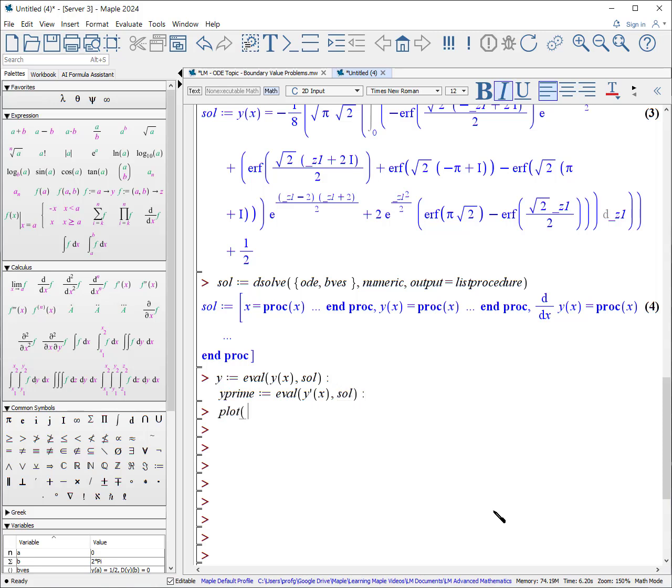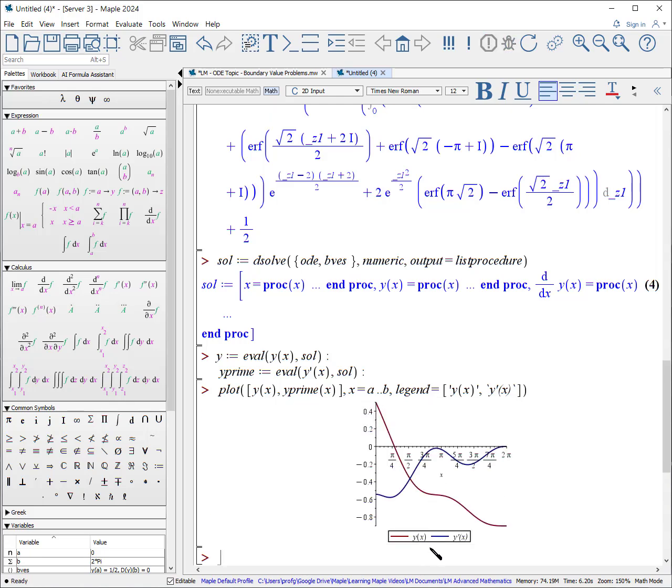And now we will plot on the same plot y of x and y prime of x, close square bracket, where x goes from a to b. And we'll again add this legend in. Legend equals open square bracket, single quote y of x, end single quote, single back quote y prime of x, single back quote, close parentheses, hit enter, and there's our function. And again, it shows the legend as y prime.